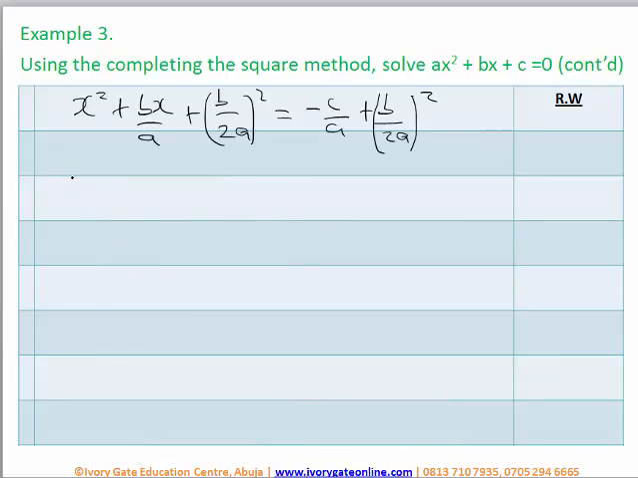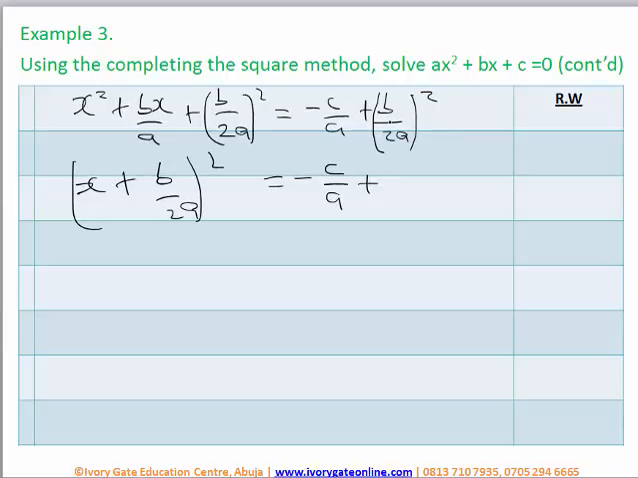Continuing, we take the things in the bracket, x plus b over 2a all squared is equal to, we simplify this, minus c over a plus b squared all over 2a squared. In that case, 2 squared, which is 4, and a squared, which is a squared. Okay, then simplifying this further, we have the LCM is what? 4a squared.